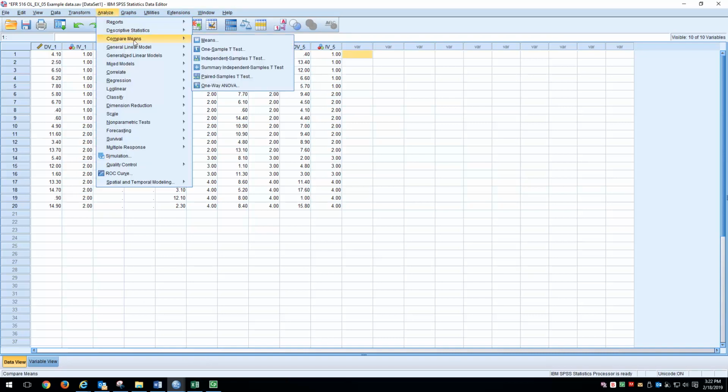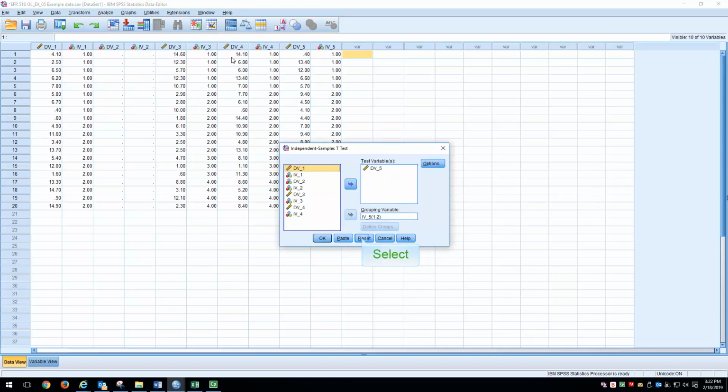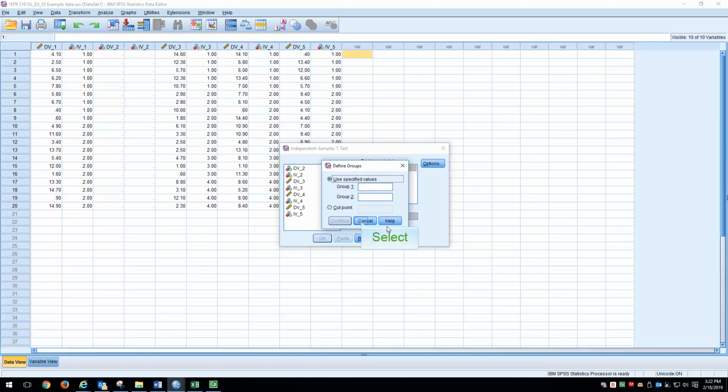We're going to go Analyze, Compare Means, Independent Samples t-test. We'll go ahead and click on that. We'll clear what's in our analysis. So we're going to put the dependent variable under the test variable and the independent variable under the grouping variable. Now we see our groups are 1 and 2, so we're going to click define groups.